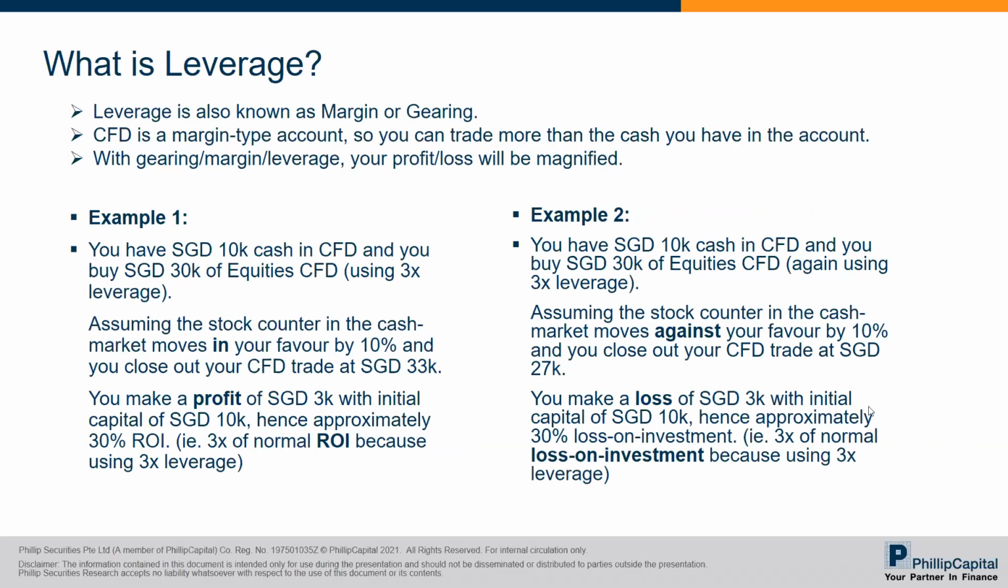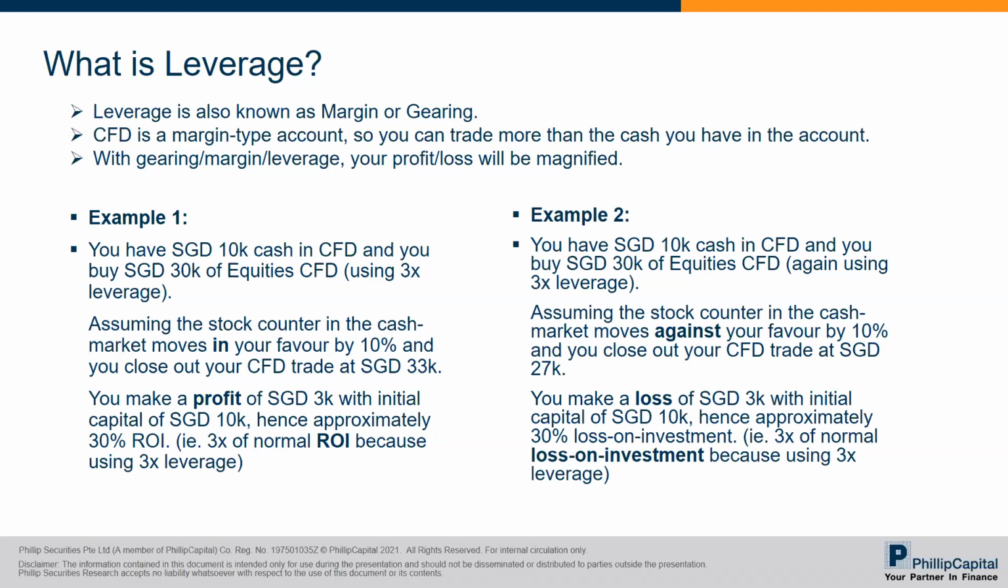Now, so we talk about leverage. It is also known as a margin or gearing. So we say CFD is a margin type account, because every trade you do will come with a natural gearing in it. And with this gearing for CFD trading, your net profit or loss for a CFD trade will be magnified compared to if you trade just vanilla stocks.